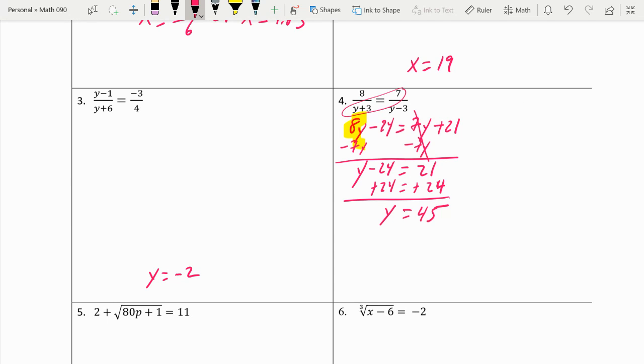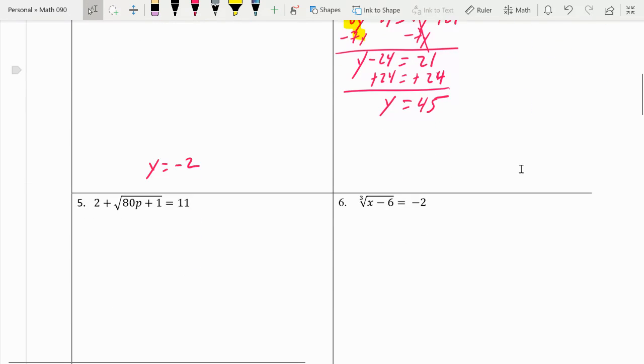And remember, you can always check your answers by plugging this mess back in. 8 over 45 plus 3, it better equal 7 over 45 minus 3. Those two things better equal. They better be the same. So when you're done with this problem, the two fractions better equal. I'll let you guys check that.